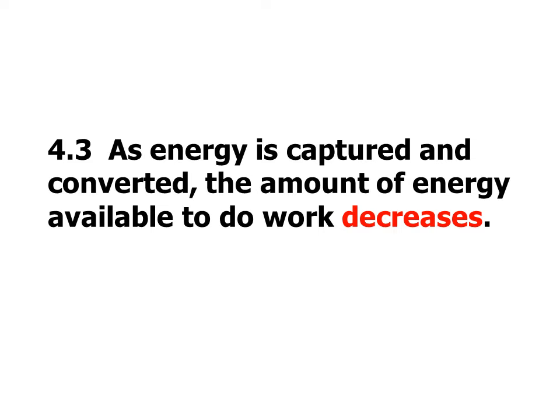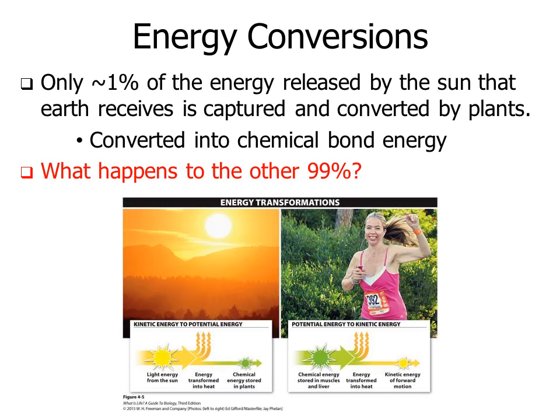The next section is talking about thermodynamics. So as energy is captured and converted, the amount of energy available to do work decreases. So this is important to know, kind of fascinating, that only 1% of the energy released by the sun that the Earth receives is captured and converted by plants. So only 1% of all of that sunlight energy is converted into chemical bond energy in food. So what is going on with the other 99%? Some of it is reflected back into space or absorbed by the land, oceans, and atmosphere, but most of it is transformed into heat. So that's shown down at the bottom.